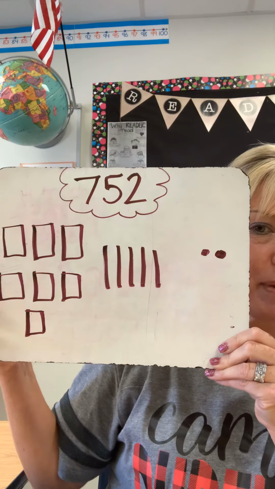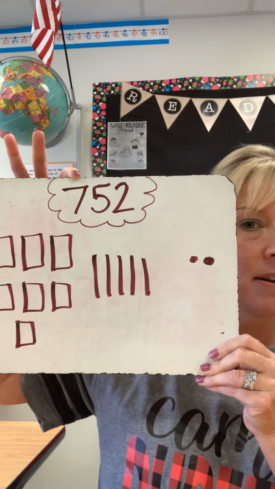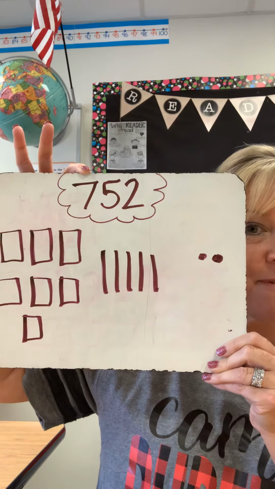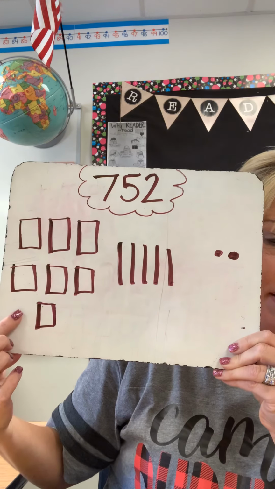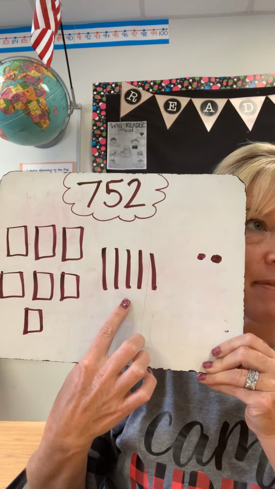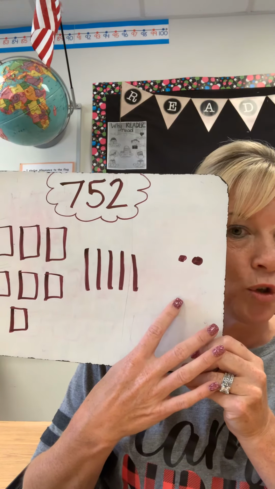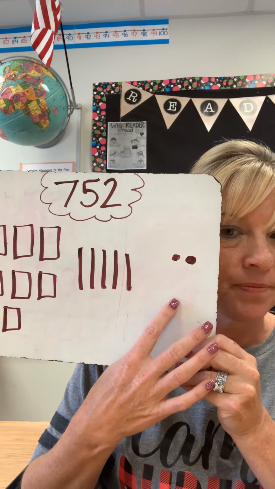And again, when you explain your thinking, you might want to say, I started in the 100 spot. I knew 7 was in the 100 spot, so its value is 700. That's why you have to draw 7 of these. Okay? This does not represent 5. It represents 50. Tens are worth 10. And then just your 2 single digits there, 2.